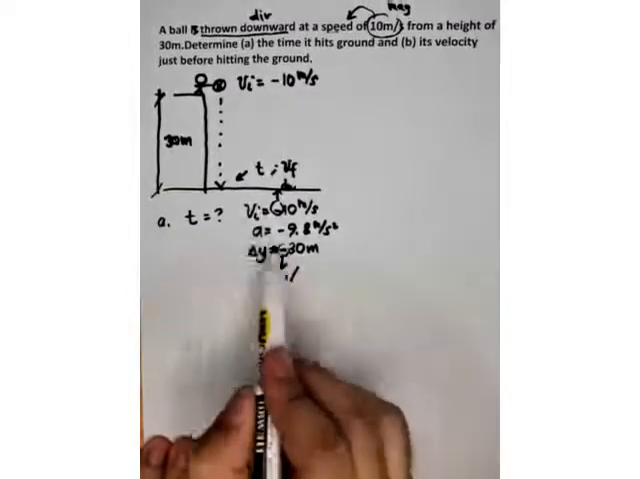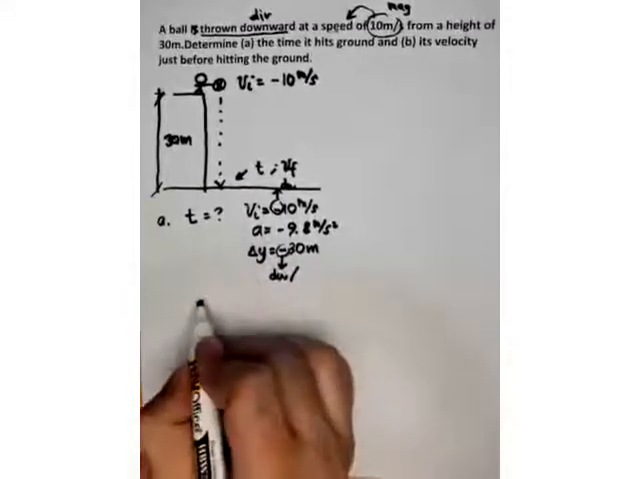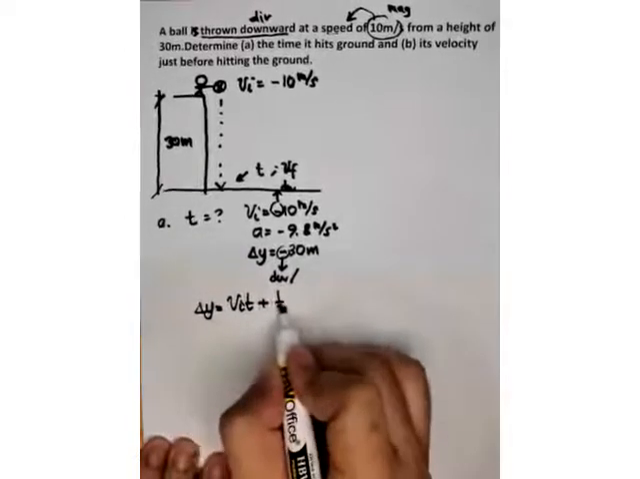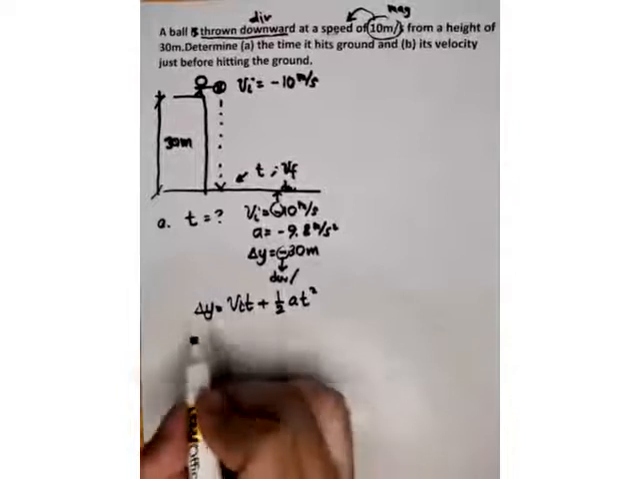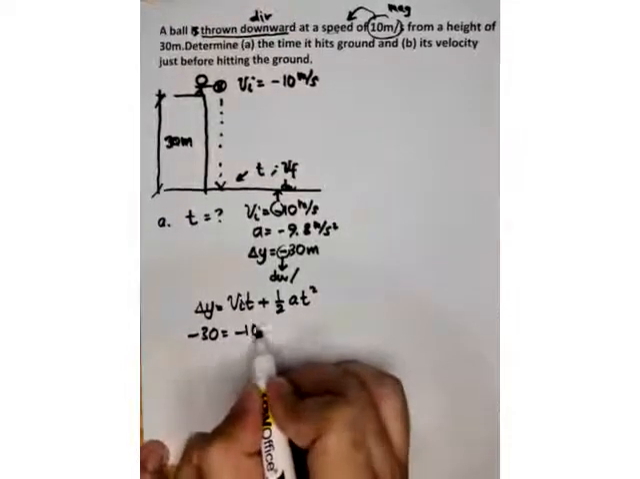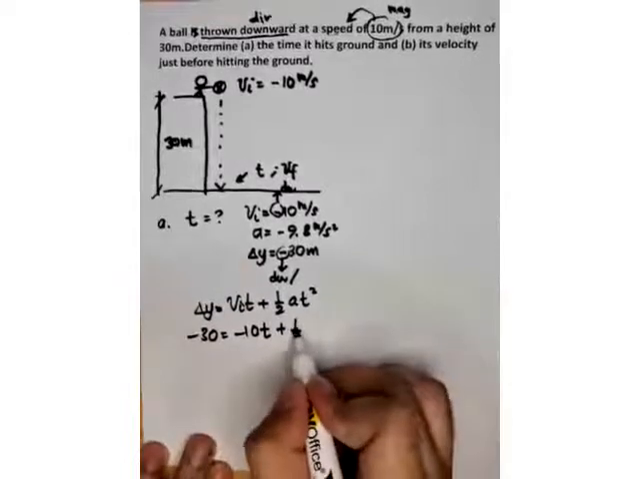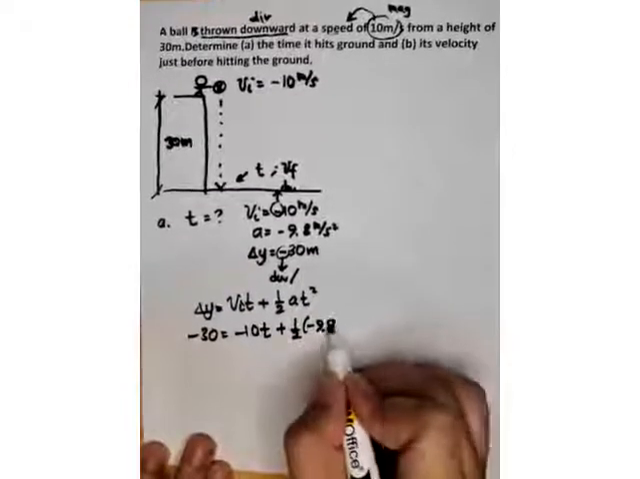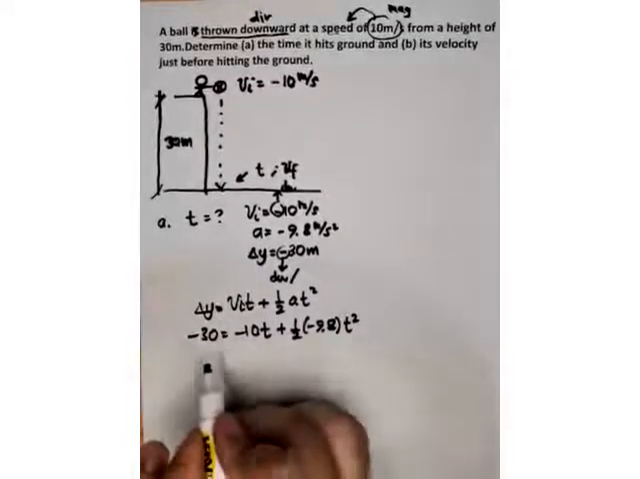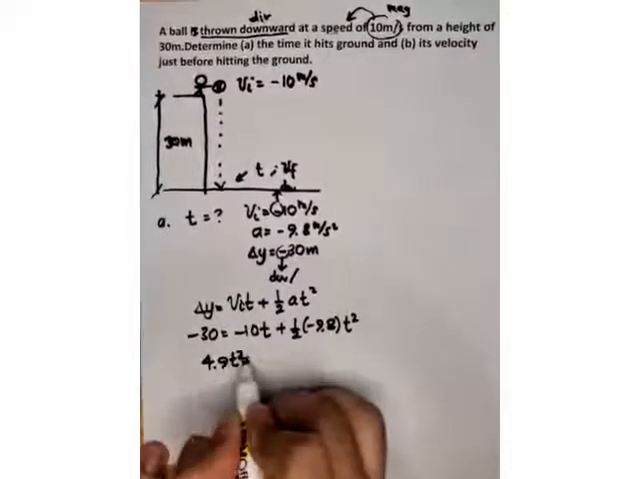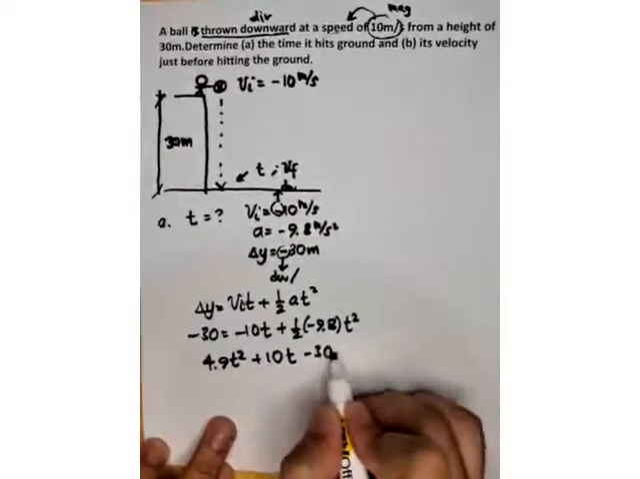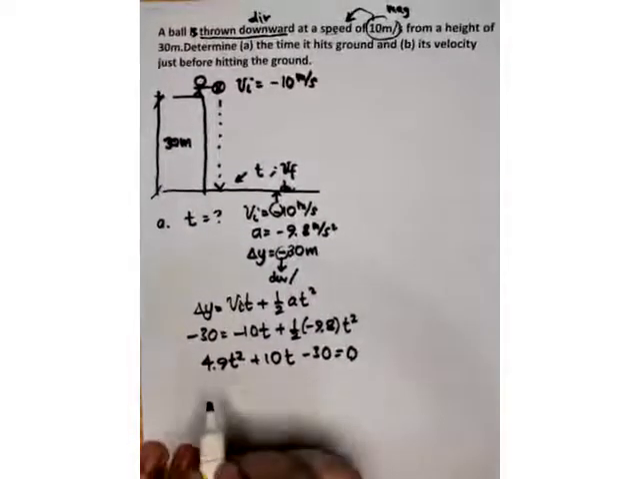Okay. So, let's apply. So, formula natin ay delta y is VIT plus 1 half AT squared. So, delta y is negative 30. VI is negative 10t plus 1 half times negative 9.8 t squared. So, kung ayusin natin, transpose to the left side. So, 4.9 t squared plus 10t minus 30 is equal to 0.